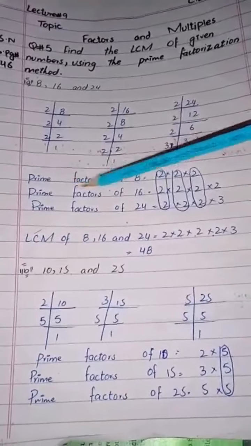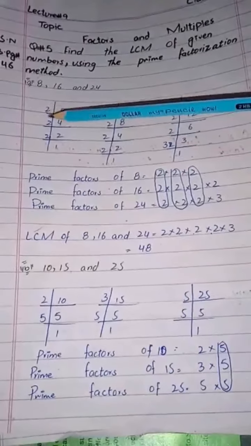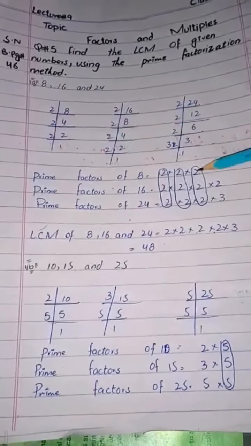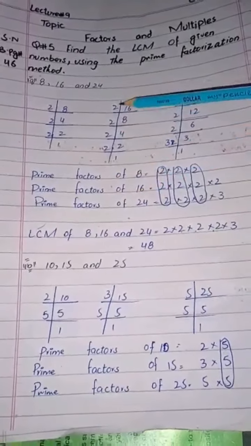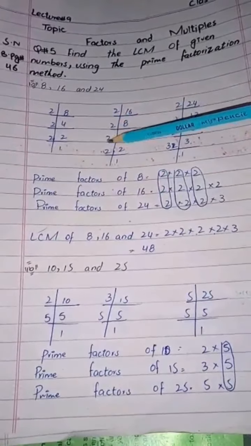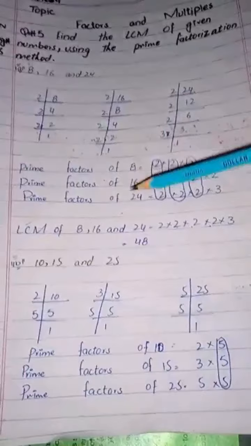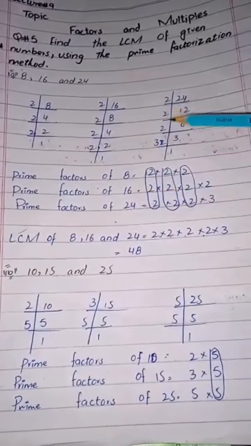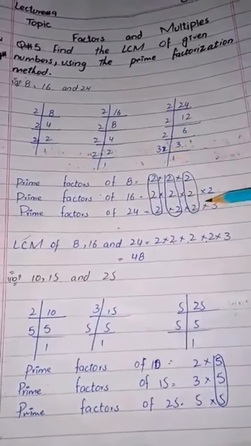Prime factors of 8 is 2 multiplied by 2 multiplied by 2. Okay, prime factors of 16 is 2 multiplied by 2 multiplied by 2 multiplied by 2. Okay, prime factors of 24 is 2 multiplied by 2 multiplied by 2 multiplied by 3.